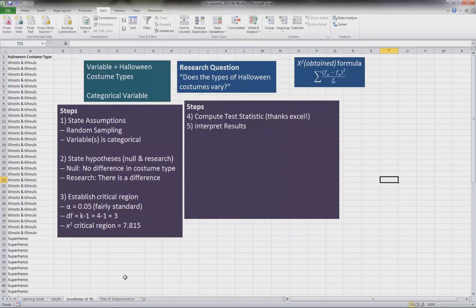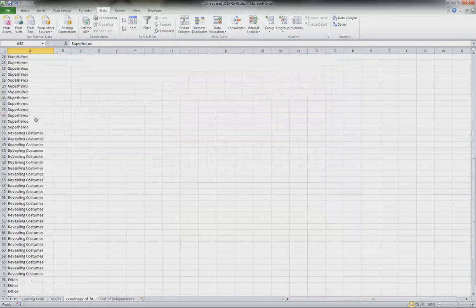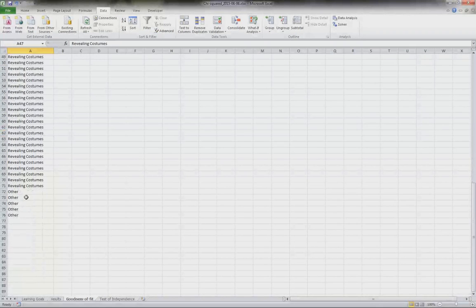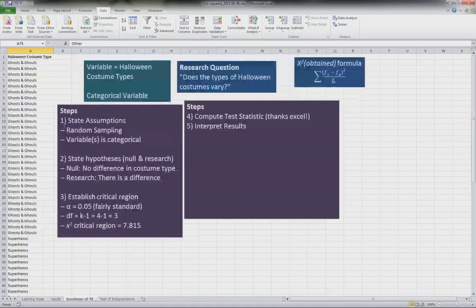We'll start with our goodness of fit chi-squared. As you see here, our variable is Halloween costume type, and it's a categorical variable. We have different types of costumes: ghosts and ghouls, superheroes, revealing costumes, and other types of costumes. Let's say we just sampled randomly in the neighborhood and placed people into these different categories.